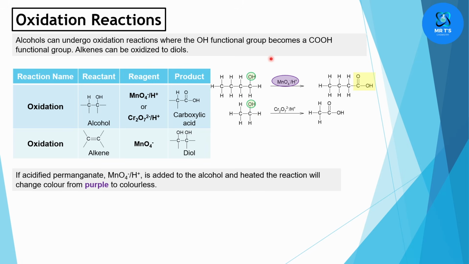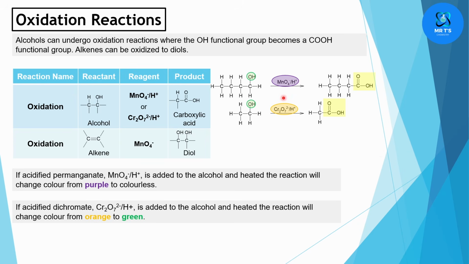So if we oxidize a primary alcohol here, we can use acidified dichromate. Now dichromate is Cr2O7 2-. H+ means it's acidified, and if we do that, we can again change the alcohol group into a carboxylic acid functional group. But in this case, the reaction has a slightly different observation. It will start as an orange color and proceed to green. The dichromate will turn into a chromium ion, Cr3+, which is a green color. And these will actually be used later to identify the presence of primary alcohols.